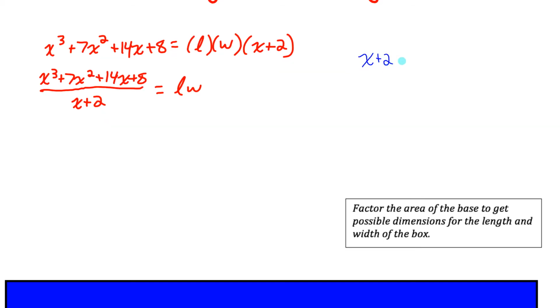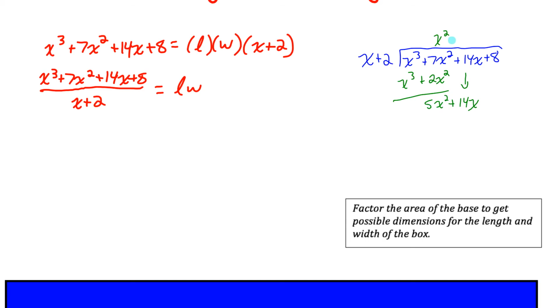So I've got my x plus 2 divisor, and I've got my dividend, x cubed plus 7x squared plus 14x plus 8. It has all degree terms represented, 3, 2, 1, 0, so I don't need any placeholders, and they're in the proper order, so I'm good to go ahead and run the division. X cubed divided by x is x squared. Multiply the x squared by the divisor, and that will give me x cubed plus 2x squared. Subtract like terms. Bring down the next term.